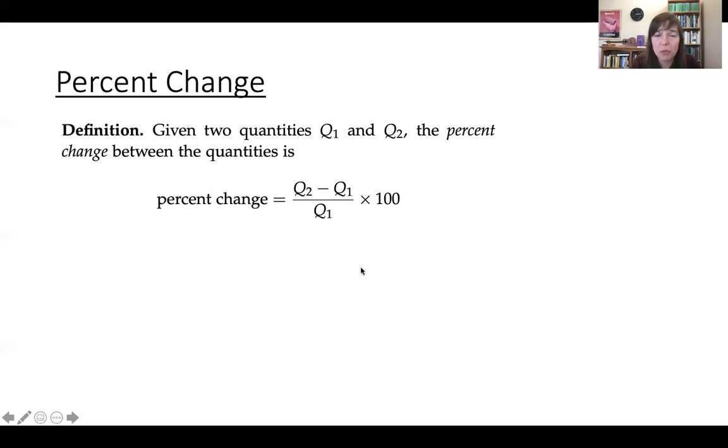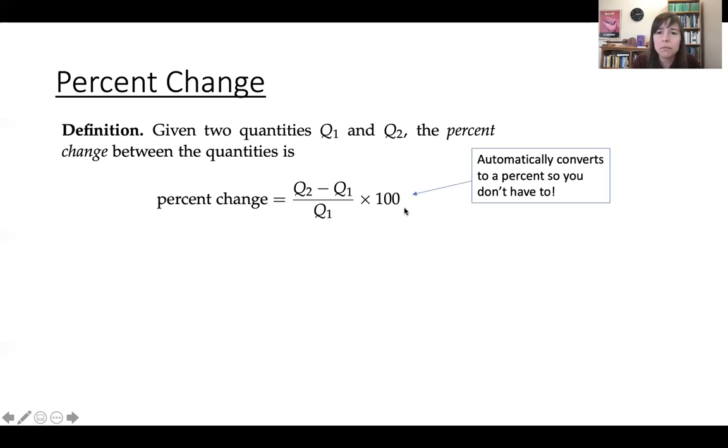So your book gives you this percent change equation. If you have 2 quantities, we'll call them Q1 and Q2, then the percent change between the quantities is Q2 minus Q1 divided by Q1 times 100. And notice that this times 100, all that's doing is automatically converting the answer to a percent. So what you get at the end has a percent sign on it.